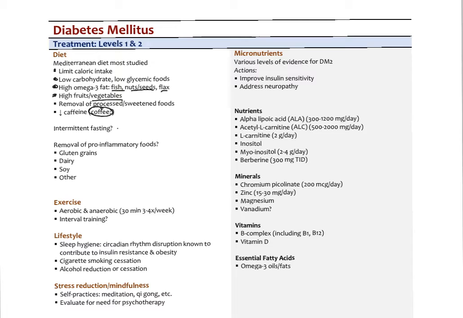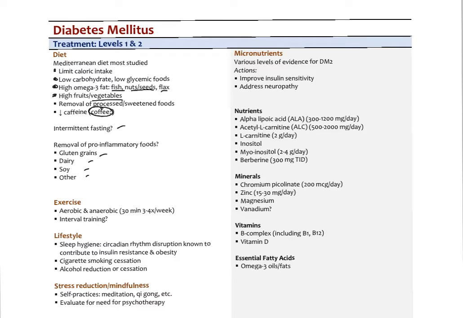Intermittent fasting has to be approached in a diabetic patient with some care, and I won't go into the details around that, but just know that most patients with diabetes are going to need higher monitoring when they do intermittent fasting. And they might need to do shorter regimens than what is typically recommended. Removal of pro-inflammatory foods like gluten grains, dairy, soy, and maybe nightshades, other things, are often recommended, but there's not a whole lot of data suggesting that that's having beneficial outcomes.